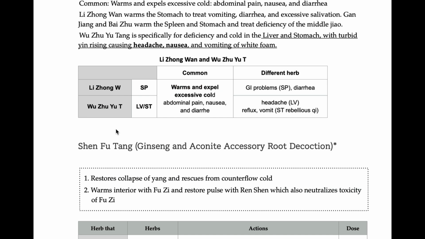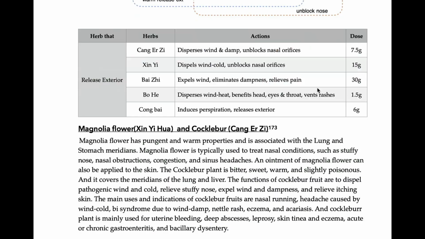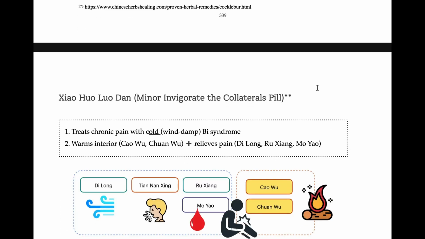So Li Zhongwan, worms, and Wuzhuyutang, both worms. Li Zhongwan goes to the spleen, so it treats diarrhea. And Wuzhuyutang goes to the liver and stomach, so it treats vomiting, so opposite, and headache. They have a similarity but different usage. Not for you, skip.